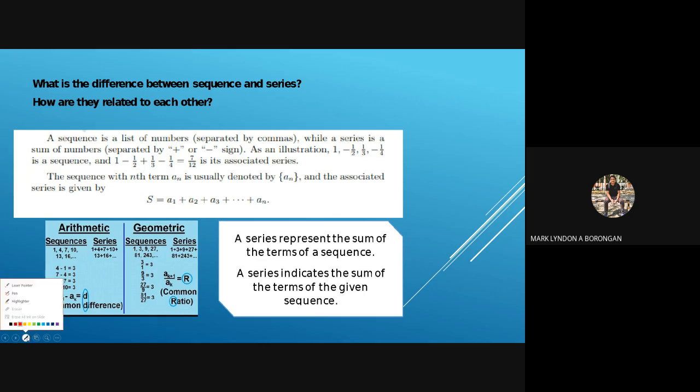So, what did you observe, guys? If this is the sequence and this is the series, what did you observe? Anyone? Go ahead, answer. The sequence has numbers separated by a comma, while the series is separated by operations, sir.